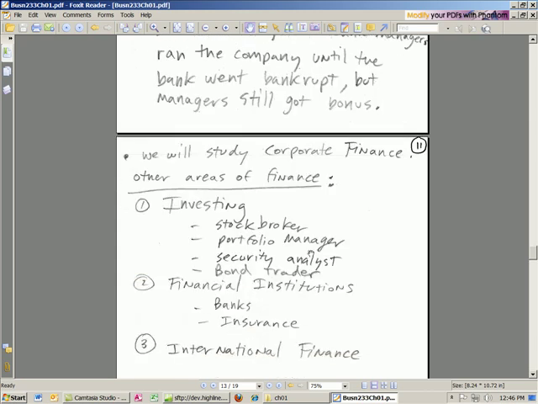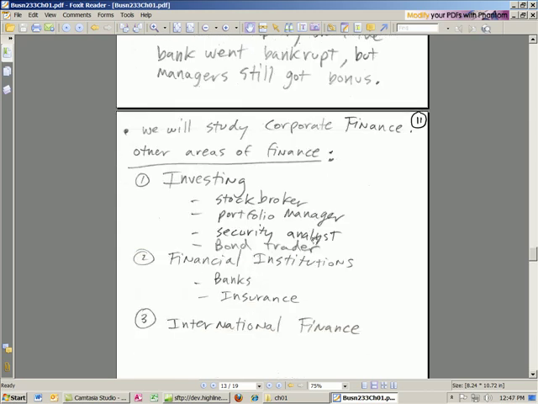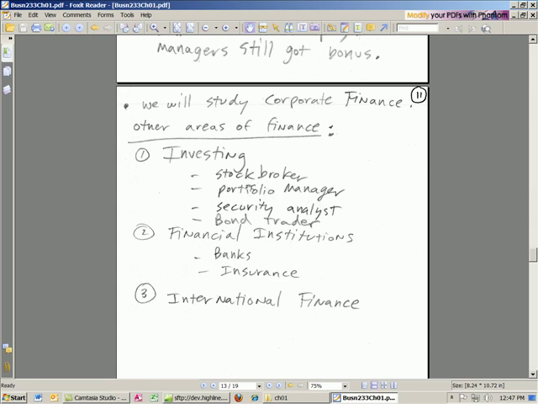All right. Next topic. We're going to study corporate finance, but there are other areas of finance also. Investing. You can be a stockbroker picking stocks, or a bond trader picking bonds, right? Equity, debt. Portfolio manager, managing other people's money in a portfolio of stocks, like mutual funds or index funds or all sorts of funds. Or a security analyst. This is perhaps the most interesting. This is where you do all the research to pick the stock.